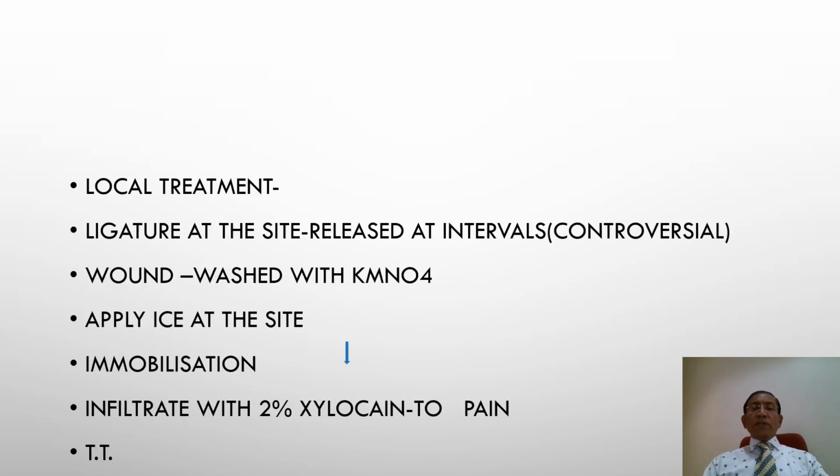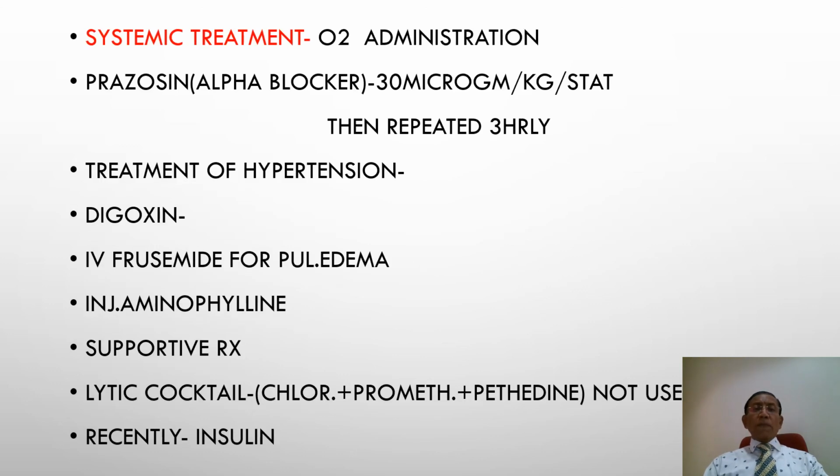Local treatment: ligature at the site, but the important point again is that it should not be very tight and should be released at intervals. Some people say that ligature should not be tight. Wounds should be washed with KMnO4, and ice applied at the site. Again, immobilize the limb as we immobilize in cases of fractures. If the pain is very severe, some people inject 2% xylocaine at the local site. Give tetanus toxoid.